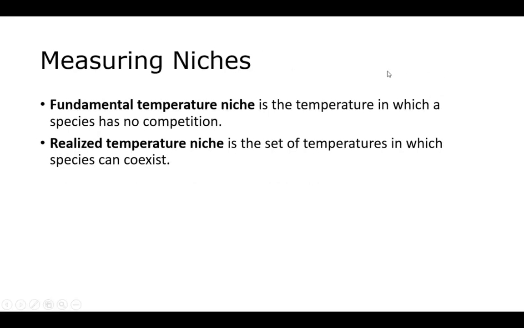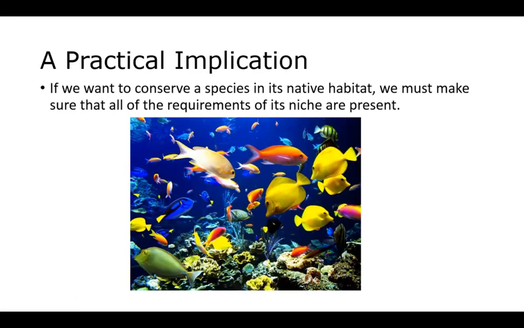Measuring niches. A fundamental temperature niche would be the temperature in which a species has no competition. A realized temperature niche is a set of temperatures in which species can coexist. A practical implication: if we want to conserve a species in its native habitat, we must make sure that all the requirements of its niche are present.